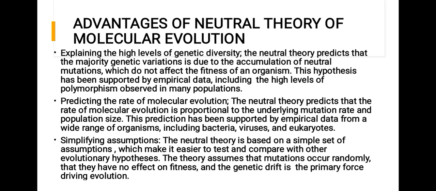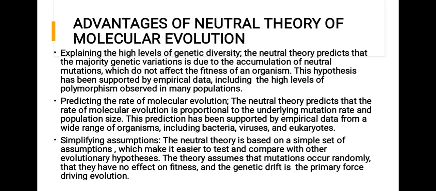Predicting the rate of molecular evolution, the neutral theory predicts that the rate of molecular evolution is proportional to the underlying mutation rate and population size. This prediction has been supported by empirical data from a wide range of experiments and organisms, including bacteria, viruses, and eukaryotes. Simplifying assumptions. The neutral theory is based on a simple set of assumptions which make it easier to test and compare with other assumptions and evolutionary hypotheses.